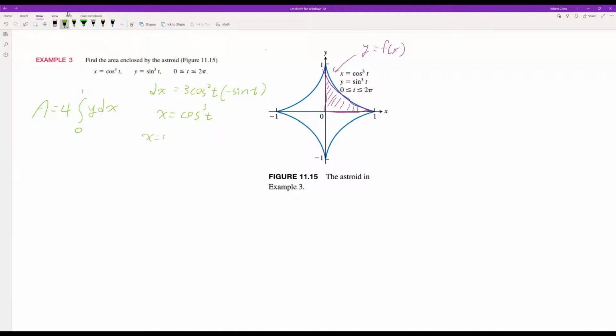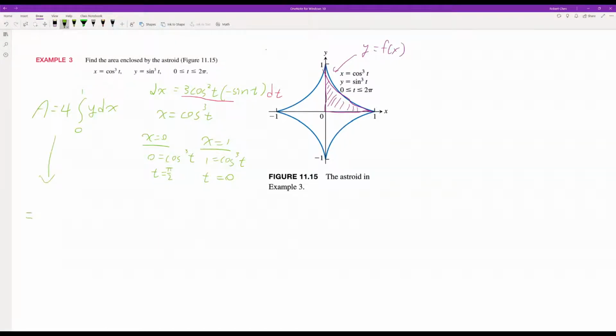If x is 0, that means 0 is equal to cosine cubed t, so t would be equal to pi over 2. When x is equal to 1, 1 is equal to cosine cubed t, and this is when t is equal to 0. So our bounds are going to change as well.